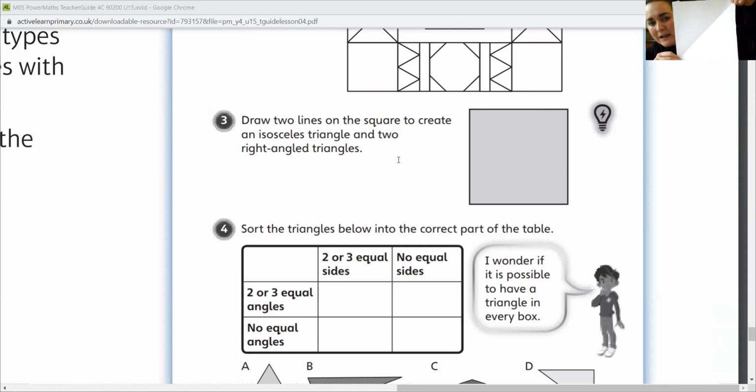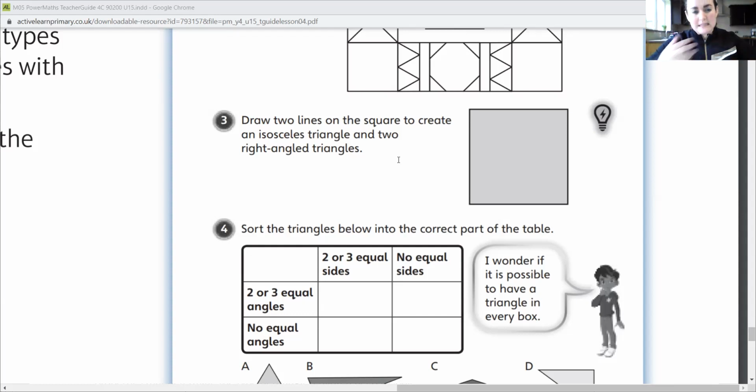If I do it that way, I can see that I've got an isosceles triangle because I've got 2 sides and 2 angles the same, but I've got 1 length that is longer than the others, and I've got a right angle here. So I've got 2 acute angles and 1 right angle. So I've done one where I've made 2 examples of an isosceles. So that could be 1 line.